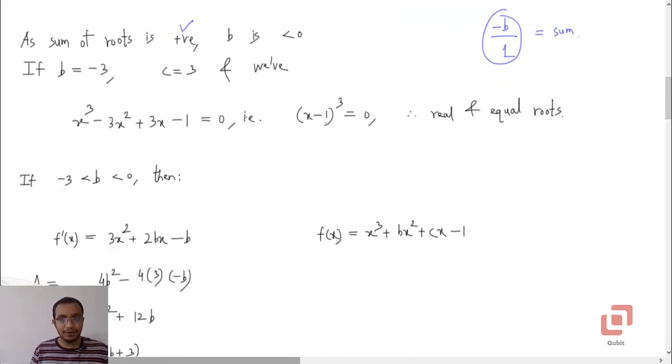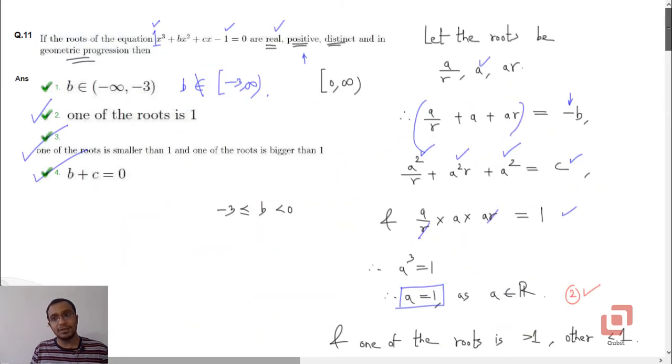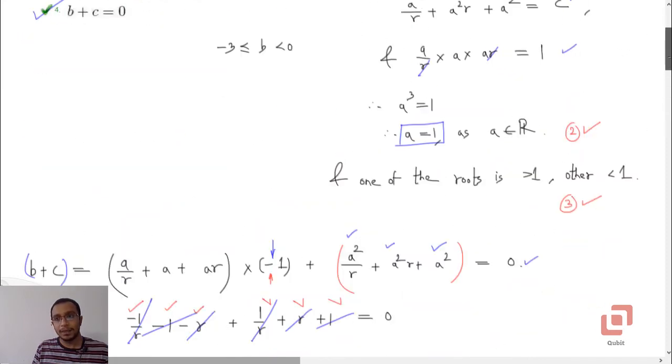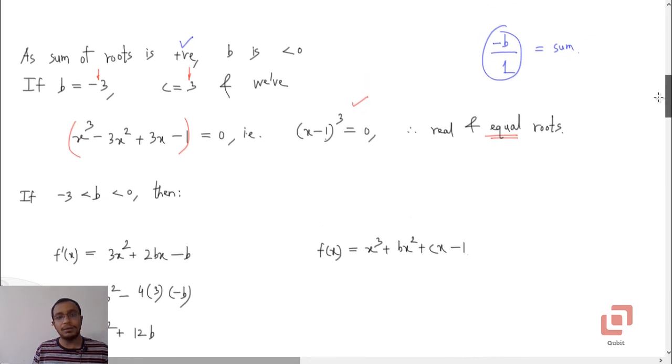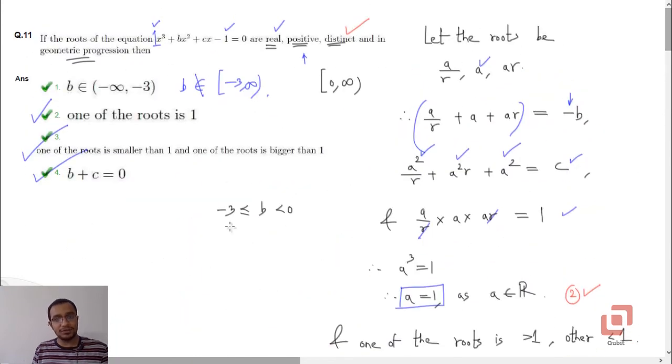Well, first let us see what happens if b takes the value -3. If b takes the value -3, then c becomes 3 because b plus c is 0. And what do we have? We will then have x cubed minus 3x squared plus 3x minus 1 equal to 0, and this is nothing but the cube of x minus 1, which means we are now having real and equal roots. This is also not the situation that we want because the roots are distinct. Therefore b can definitely not be equal to -3. Okay, so now let us go to the part where b might be between -3 and 0, both the endpoints excluded.